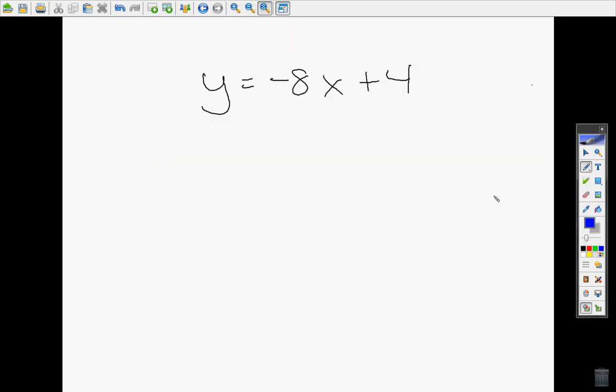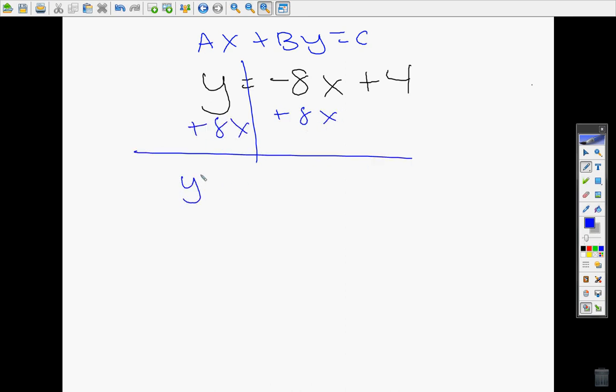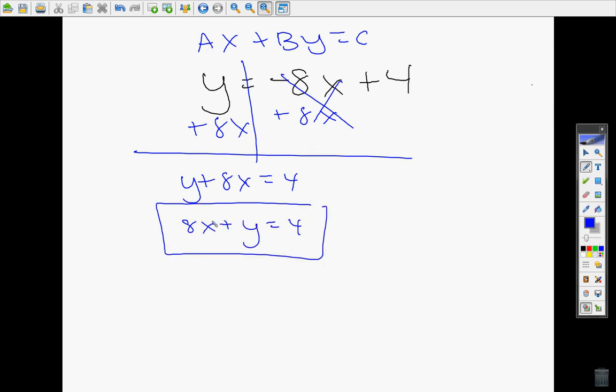All right, here's another example. Again, we want it to look like ax plus by is equal to c. So I'm going to add 8x to both sides. So this gives me y plus 8x is equal to 4. I'm going to swap my order here, so this is 8x plus y is equal to 4. So then we have ax plus by is equal to c. And there you go.